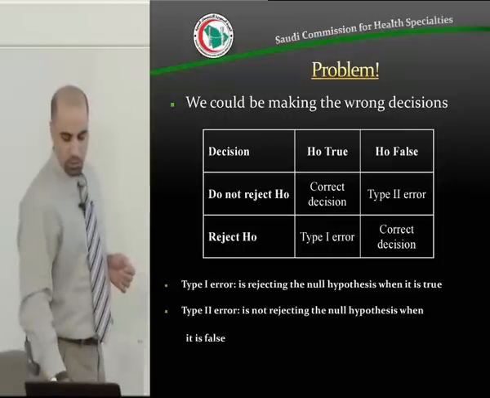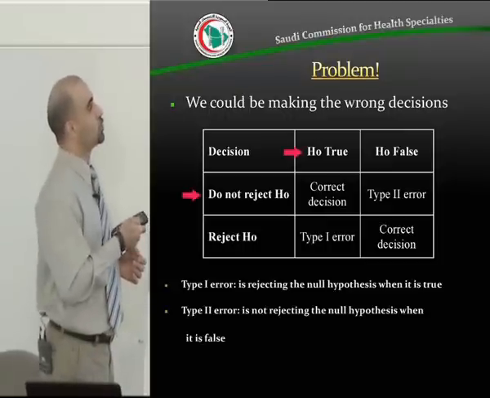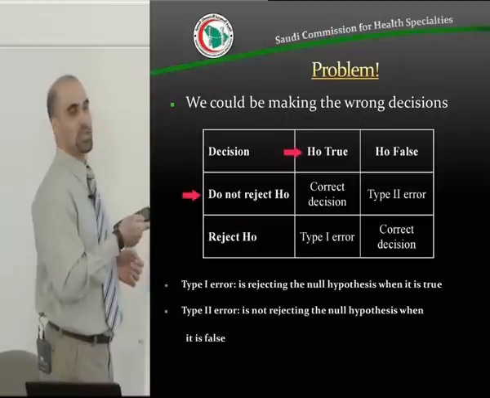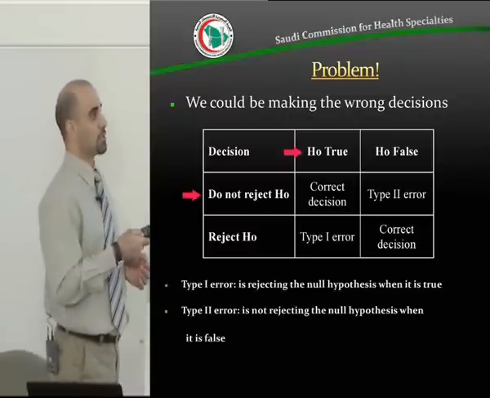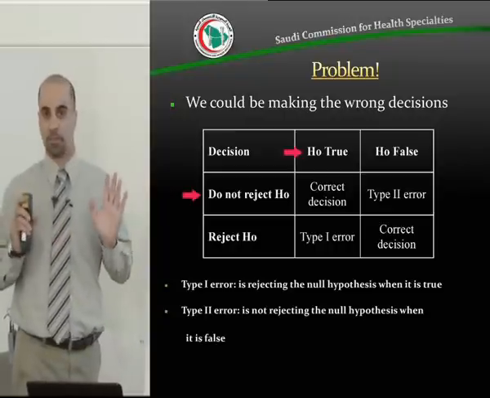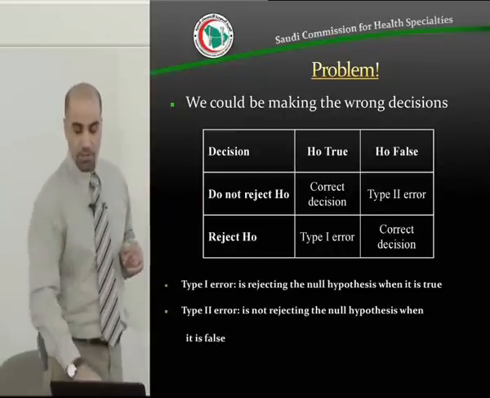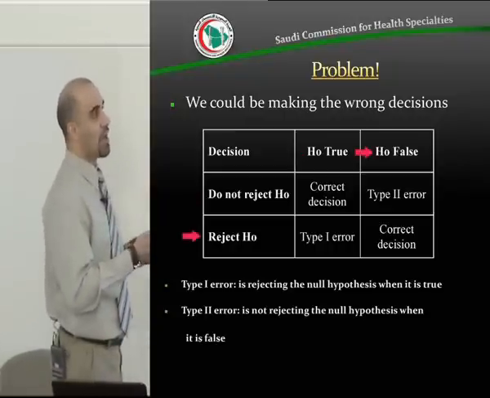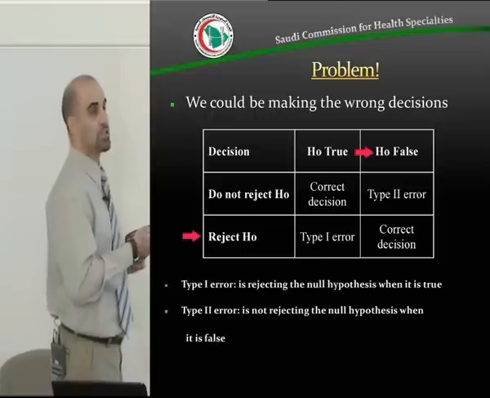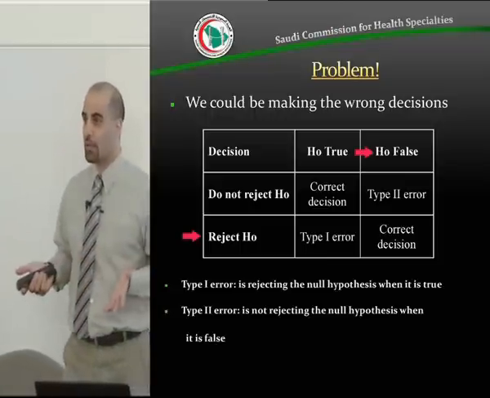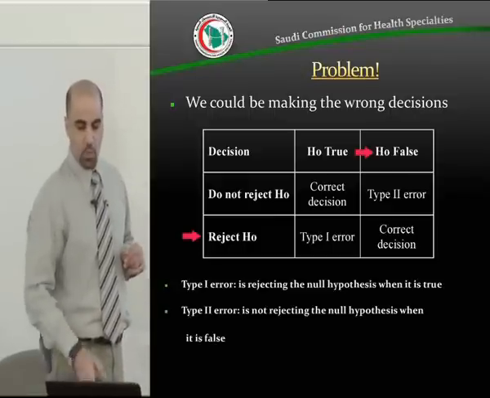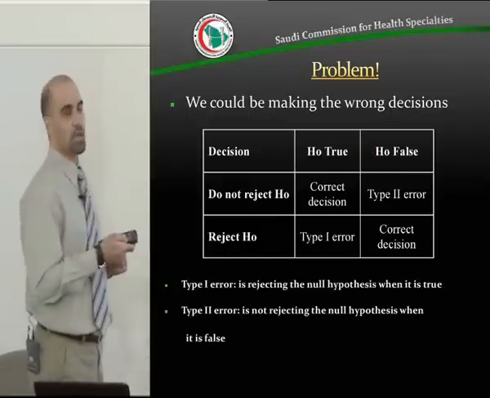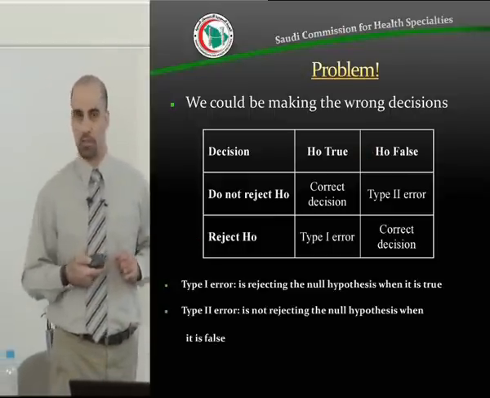So our conclusion could be, do not reject the null hypothesis when it is true. So it's a correct decision. The null hypothesis is true and I do not reject it. Perfect. So it's a good decision. Another good decision could be when the null hypothesis is false and I reject the null hypothesis. So again, I did the correct decision. But the problem is when I'm doing a type 1 and type 2 error. We call them type 1 and type 2 error.